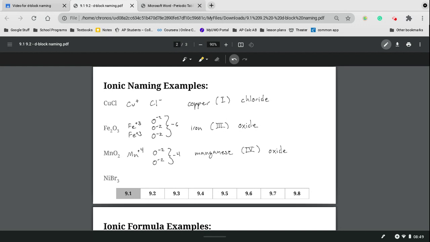Then final example for this one. We have a nickel, 1 nickel, 3 bromines. And the periodic table tells us that bromine has a charge of -1, going to a total of -3. To balance that out, nickel will have a +3 charge. So then there's nickel, 3, bromide.